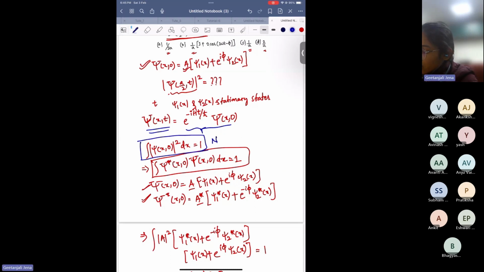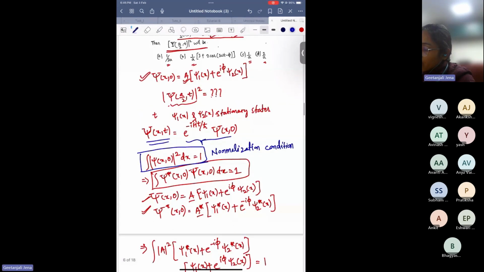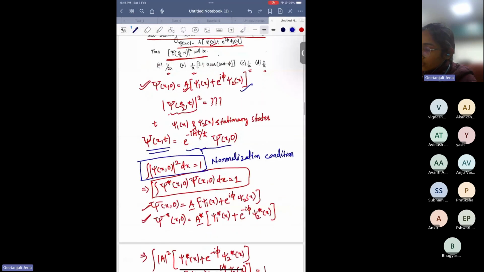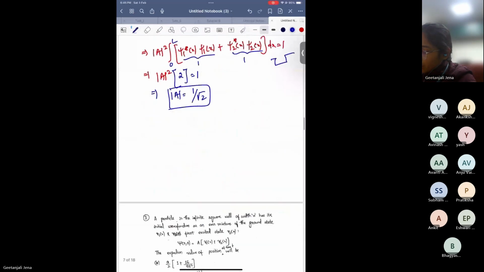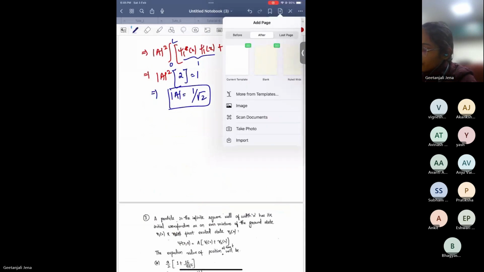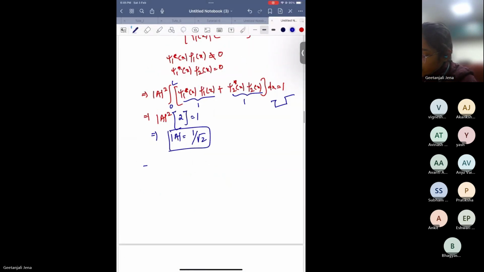This is the normalization condition. Now you know the value of A. Just put it in this equation. So psi(x,0) equals 1 by root 2 times (psi 1(x) plus e to the power i phi psi 2(x)).